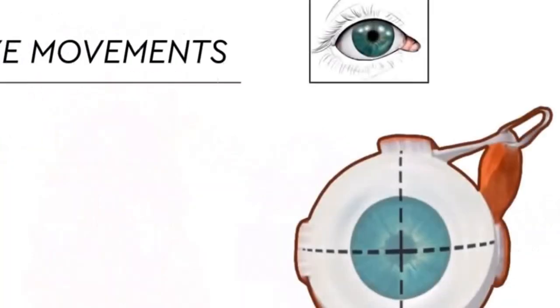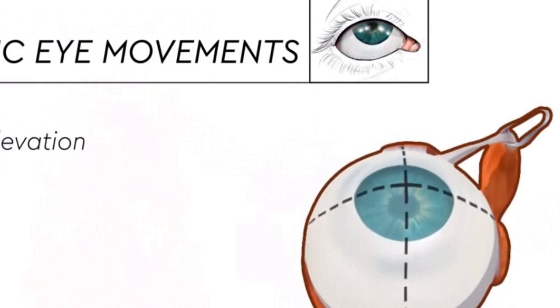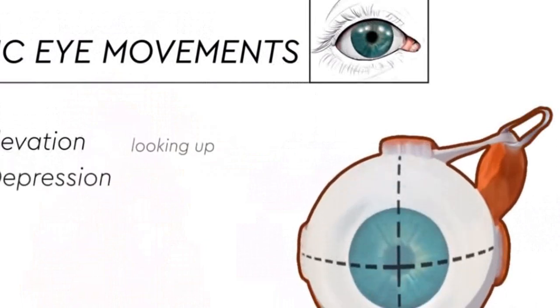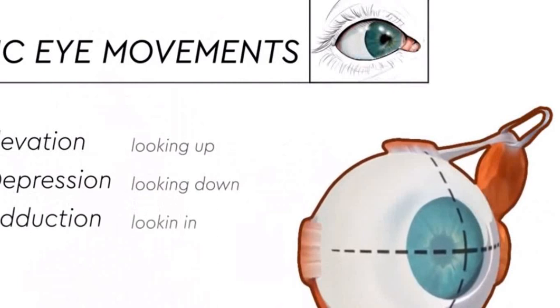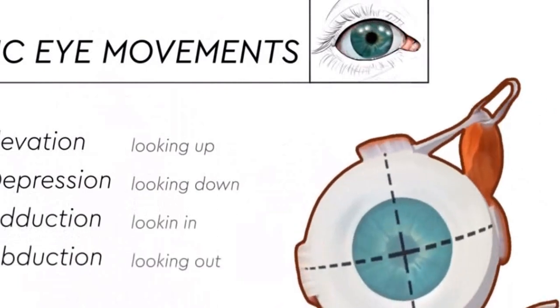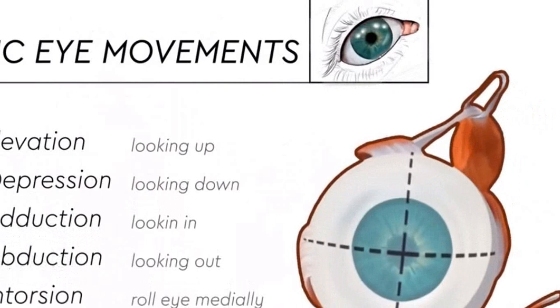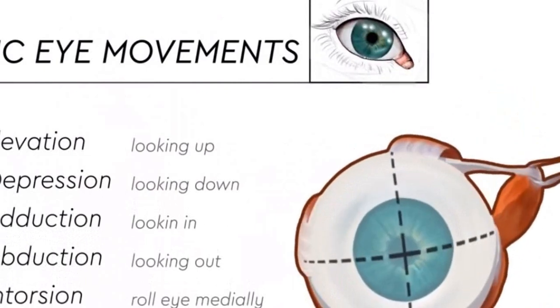Now let us consider the 6 basic movements that the eyeball is capable of: elevation, looking up; depression, looking down; adduction, looking in, or medially; abduction, looking out, or laterally; intorsion, rolling the top of the eye medially towards the nose; and extorsion, rolling the top of the eye laterally away from the nose.